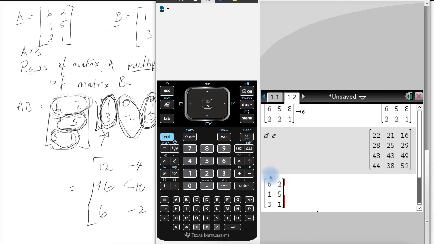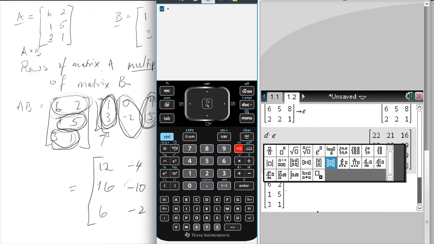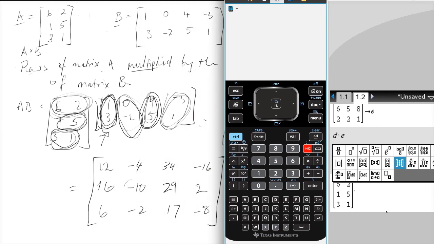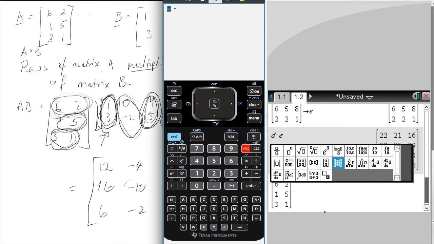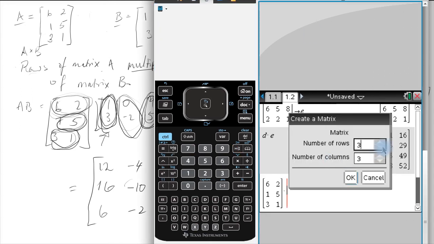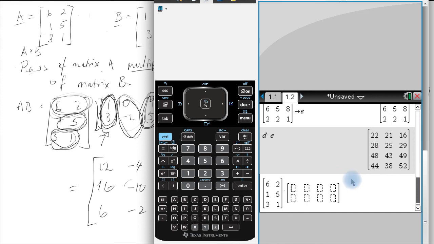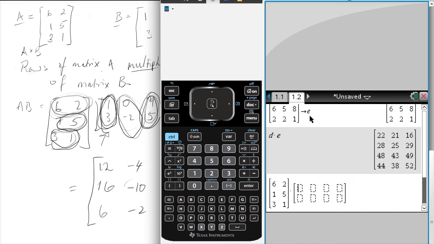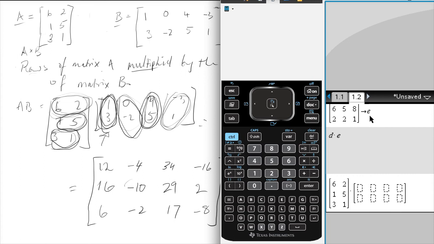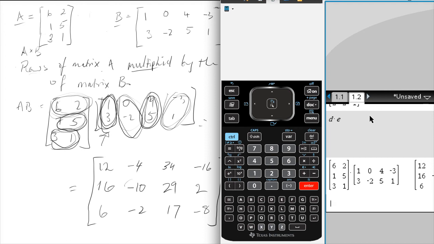Okay, so here's my matrix A. Type that in. Now I'll multiply it and get up a new matrix. Now matrix B was a 2 by 4 matrix. So yes, it's a 2 by 4 matrix with the elements 1, 0, 4, minus 3, 1, 0, 4, minus 3, and then 3, minus 2, 5 and 1. And whoops, let's get that back onto the screen.